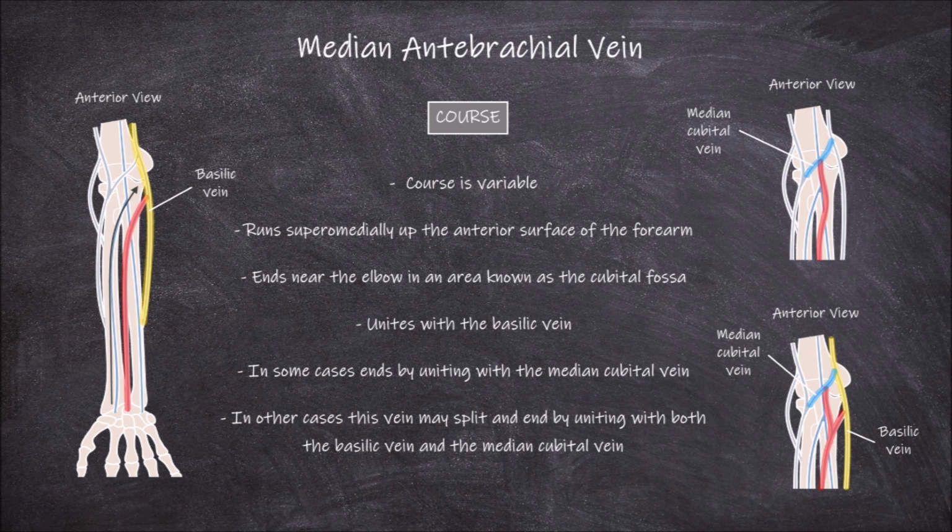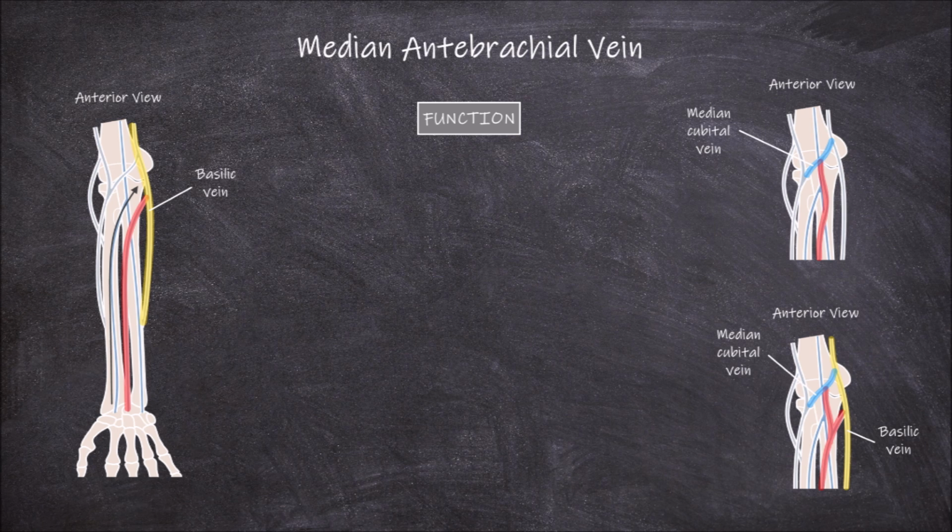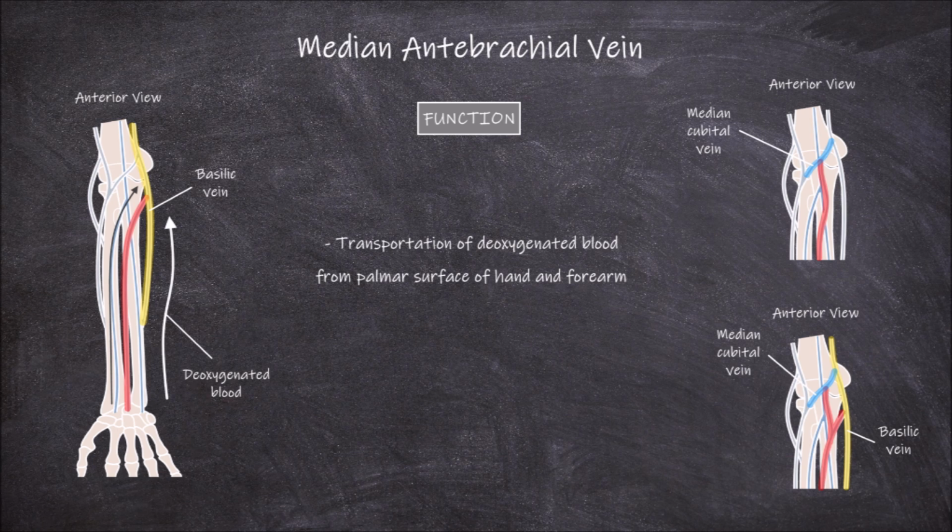What is the function of this vein? This vein primarily functions in the transportation of deoxygenated blood from the palmar surface of the hand and forearm up to the elbow region of the arm. From here, the blood drains to the basilic vein and onwards up the rest of the arm on its way back to the heart. And that concludes this video on the structure and function of the median antebrachial vein.